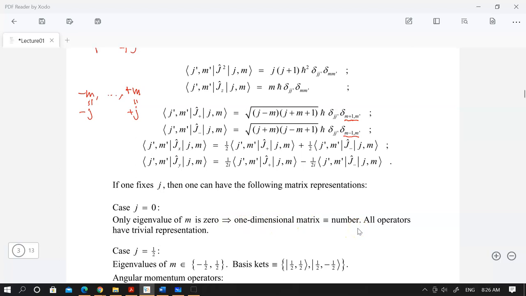And this is particularly obvious in some sense, because what does it say? Since there is no magnitude of angular momentum, your angular momentum matrix is just a scalar.